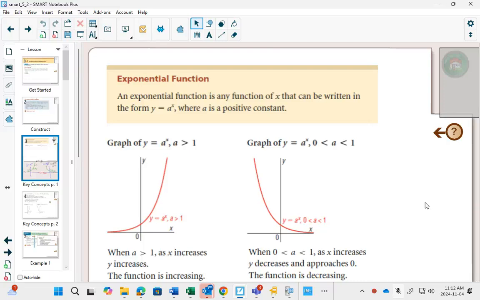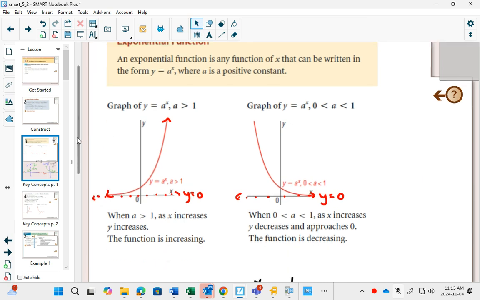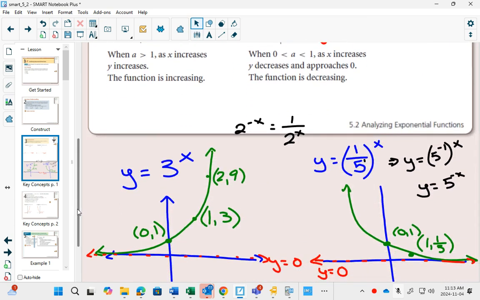This has the definition of an exponential function, anything in the form y equals a to the x, where a is a positive number. So sometimes your exponential functions increase from left to right. I'll get you to add the asymptotes in, because they always have an asymptote at y equals 0. And sometimes they decrease.